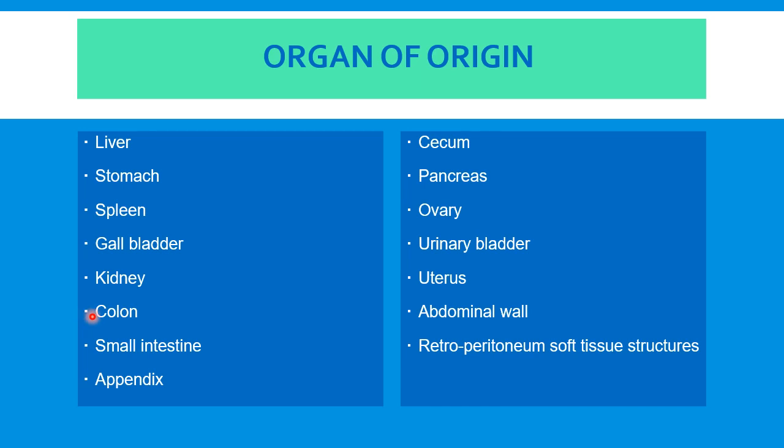On the right is the right colon, ascending colon, and cecum. On the left is the descending colon, sigmoid, and rectum. The small intestine occupies almost all of the quadrants, and the appendix is mainly in the right lower quadrant. Then you have the pancreas, ovary, urinary bladder, uterus, the anterior abdominal wall, and also the retroperitoneal soft tissue structures, which can give rise to soft tissue tumors.